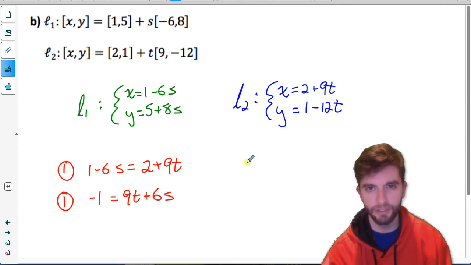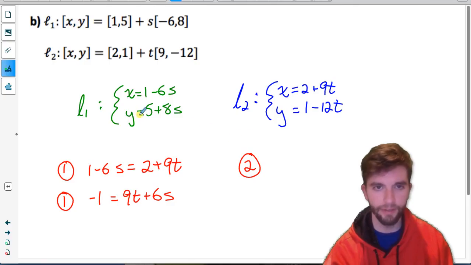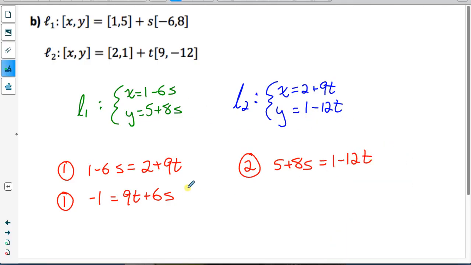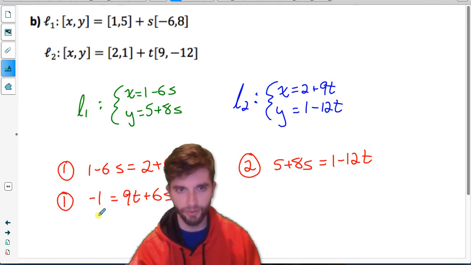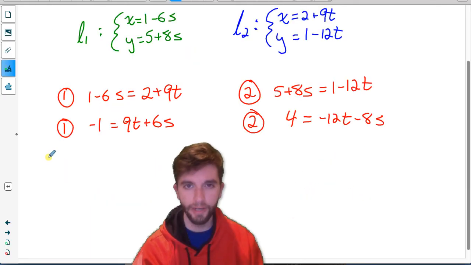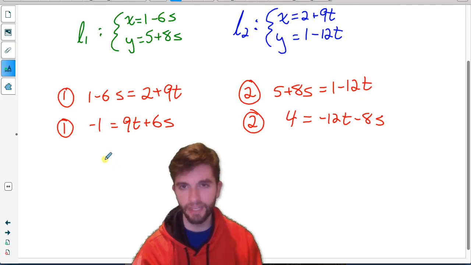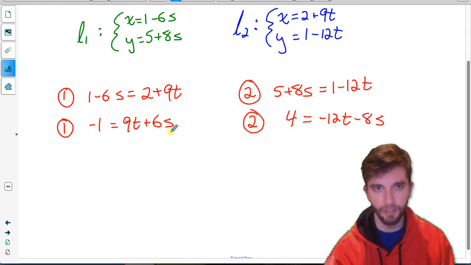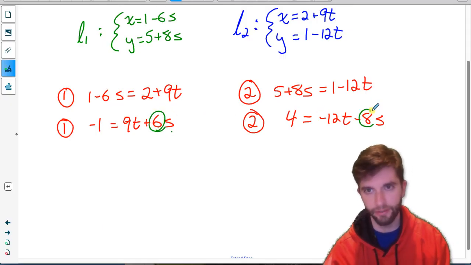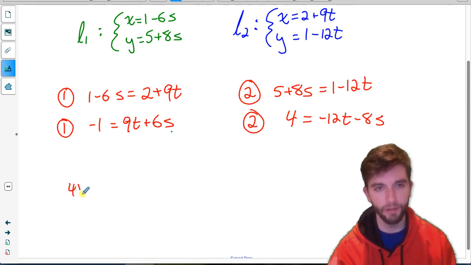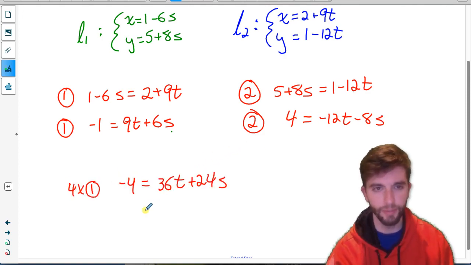And now let me find equation 2 by equating the y variables. So 5 plus 8s equals 1 minus 12t. And now once again, let me rearrange this so it's in the same format I rearranged this one into. Alright, now that I have the two equations, I can solve for what values of t and s make the two equations true. So let me eliminate the s variable by making both of the coefficients be 24. So I'll multiply equation 1 by 4, and I'll multiply equation 2 by 3.